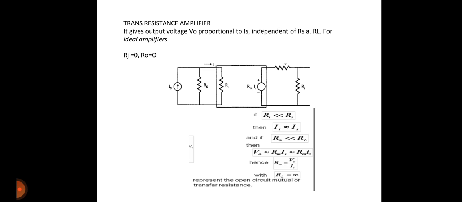So these are nothing but the characteristics of the basic amplifiers. They are the voltage amplifier, current amplifier, transconductance amplifier, and transresistance amplifier. So in the next topic we will move to the concept of negative feedback.